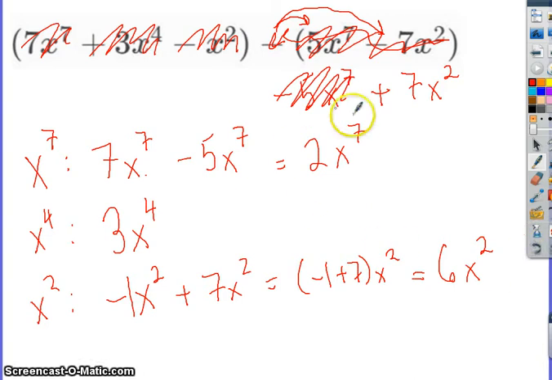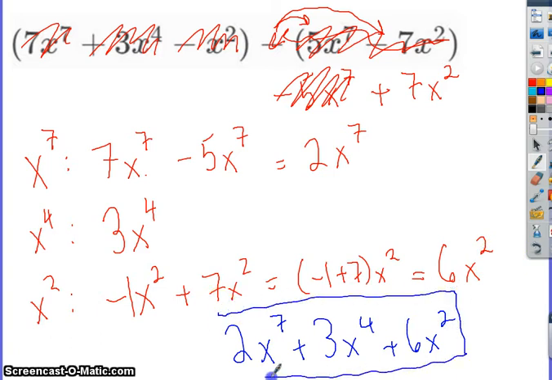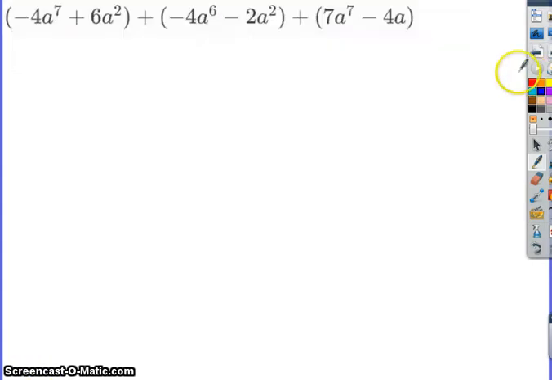Now you cannot add the x to the 7ths or the x to the 4ths or the x squares. Those are not like terms. So I'm done adding together, and my final term is 2x to the 7th, plus 3x to the 4th, and then the last term is plus 6x squares. Okay, and so there's my final answer. And don't worry, this will start to make a little bit more sense to you as you get more practice. I'm going to pause here, or you should pause here, and then let's move on to the next one.